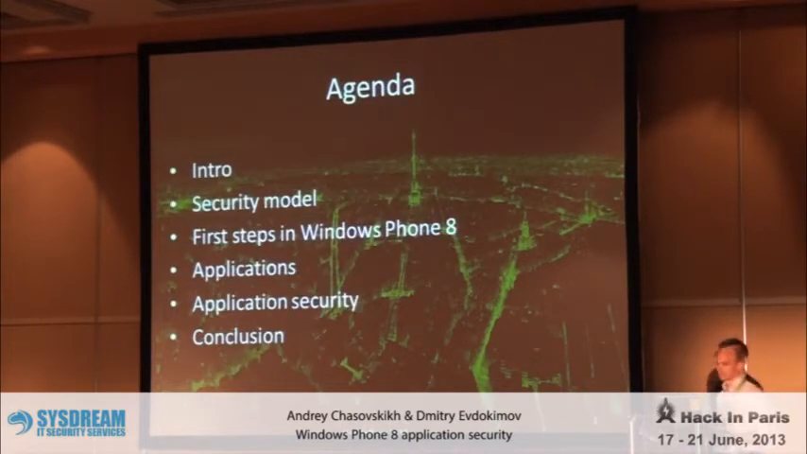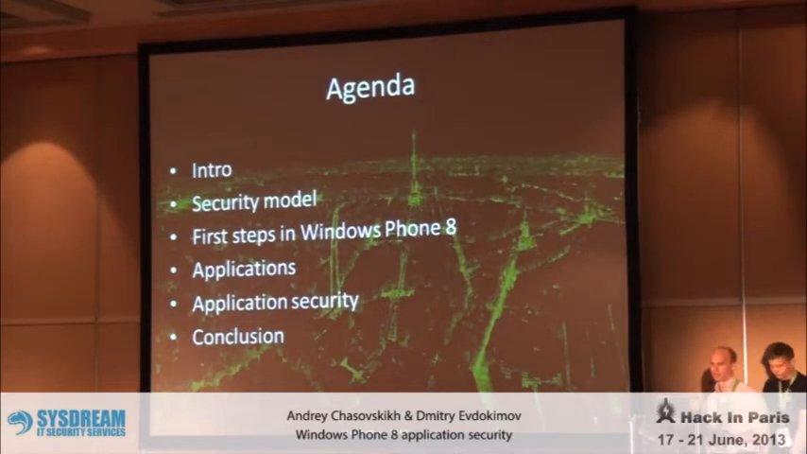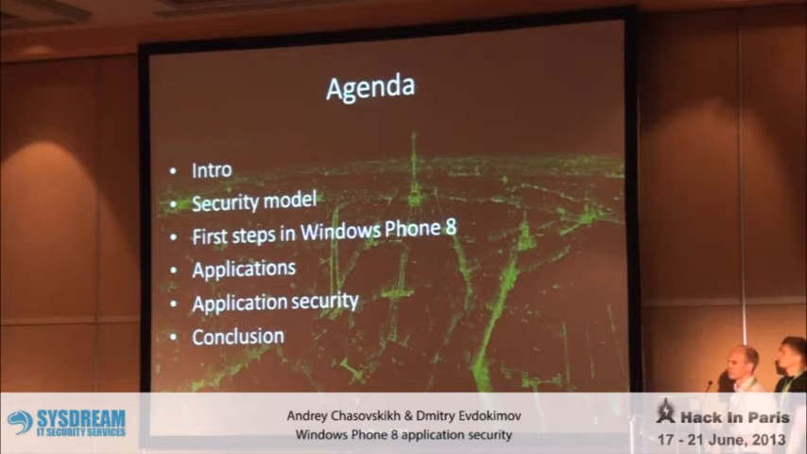So let's have a brief overview of today's talk. First, we will shortly introduce Windows Phone 8. Then we will discuss the main concepts of its security model. After that, we will talk a little bit about system internals, how you can learn the system, so how you can understand how the system and applications work. And after that, we will talk about applications, what a Windows Phone application is, how it looks like, and finally, we will talk about application security.